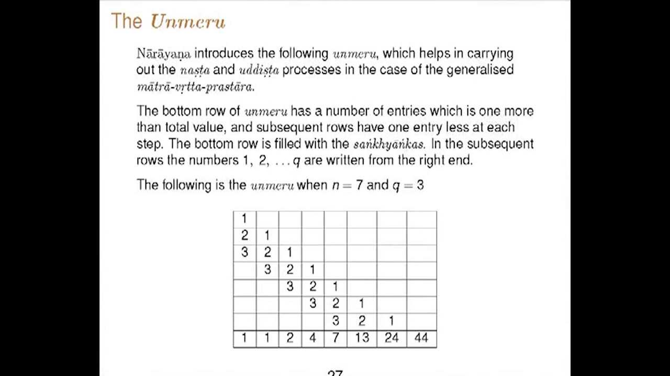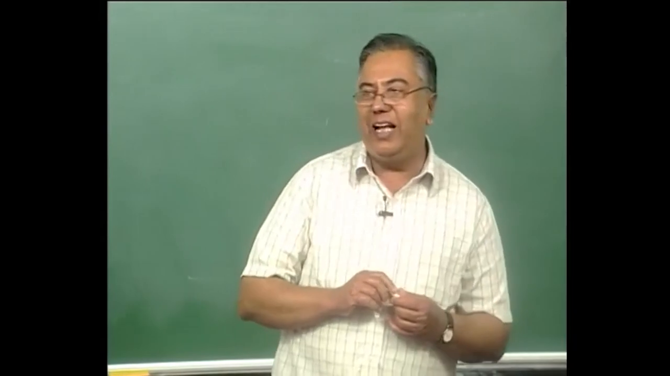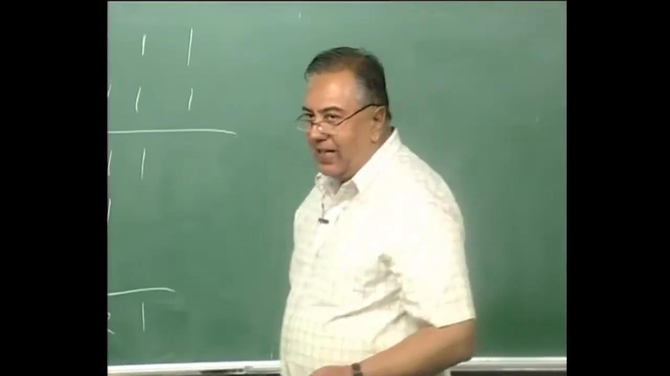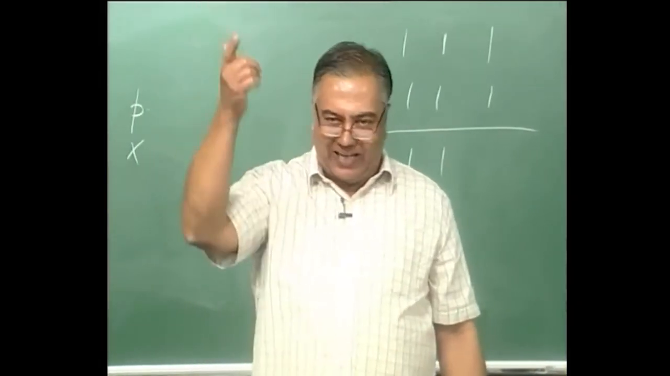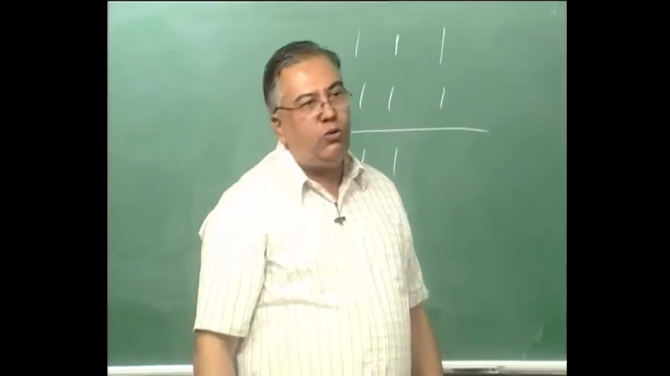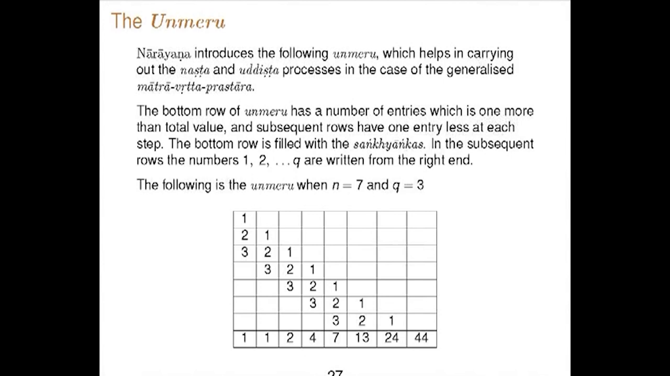Okay. Now Nashta and Uddishta also has to be done, and there also Narayana comes up with a very interesting tabular figure, and this tabular figure is again defined at the beginning of the chapter. This tabular figure is called Unmeru, the lofty Meru. So what is the construction? The bottom row, you put the Sankhyankas, the generalized Virahanka sequence 1, 1, 2, 4, 7, 13, 24, 44, when n is equal to 7 and Q is equal to 3.